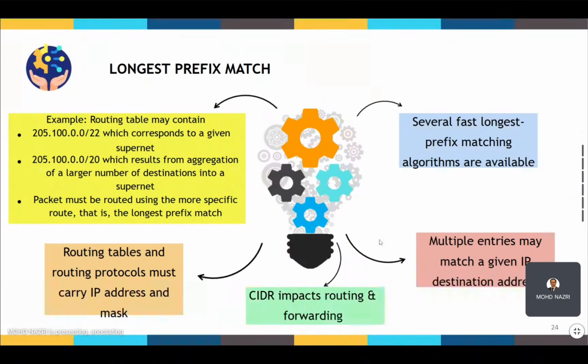Longest prefix match. Several fast longest prefix matching algorithms are available. Multiple entries may match a given IP destination address. CIDR impacts routing and forwarding. The routing table and routing protocol must carry the IP address and mask. So for example, for longest prefix match, you have a routing table that contains, for example, your IP address 205.100.0.0/22. This is class C, right? Which corresponds to the given supernet.